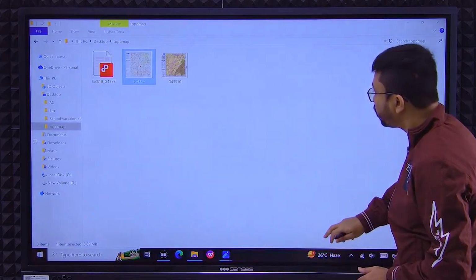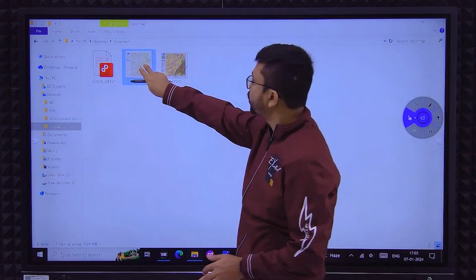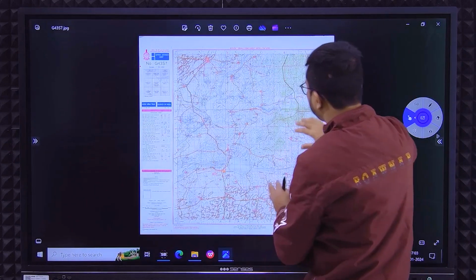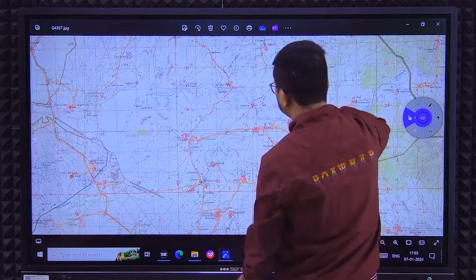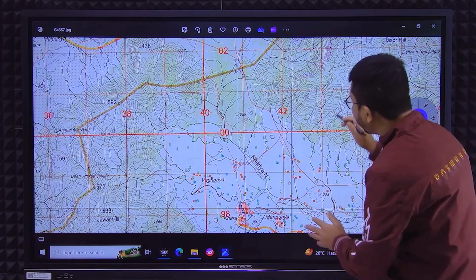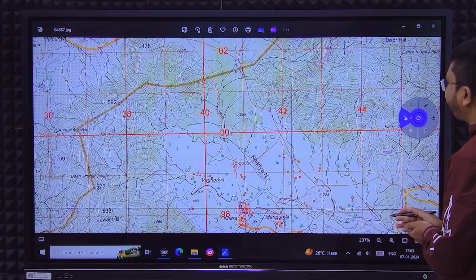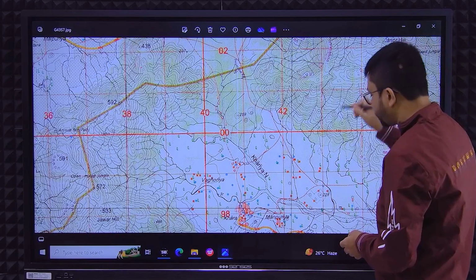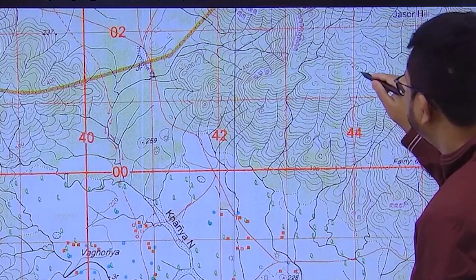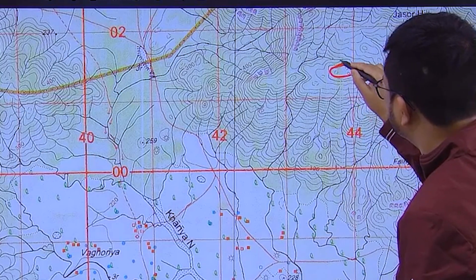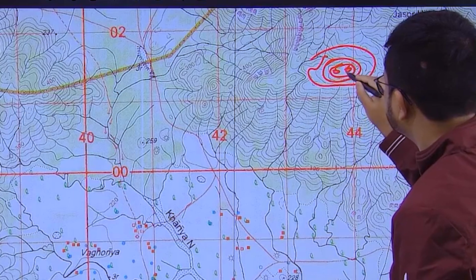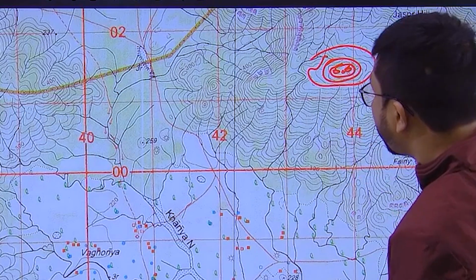Let me show you how the contour pattern may be given. If it comes in the question paper, some part of the map will be given. Here you can see the different contour patterns. Here you can see concentric circles, right? In between the concentric circles there are many more circles in the center. So here that is the ridge.